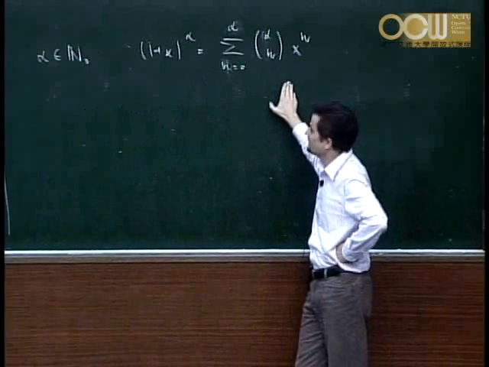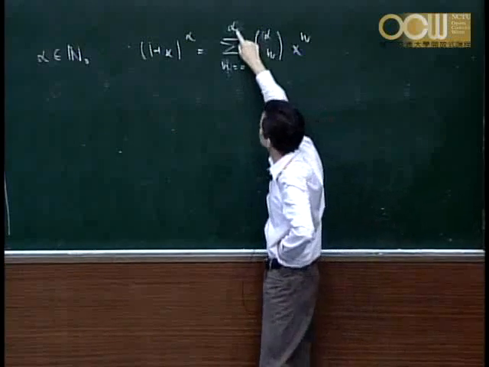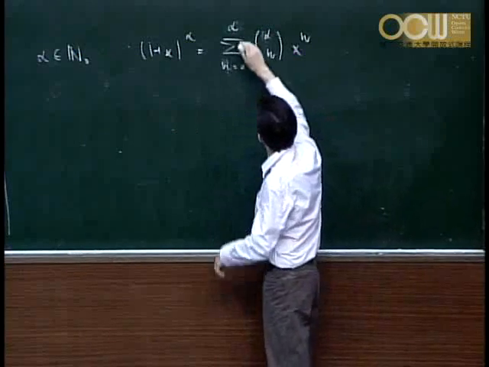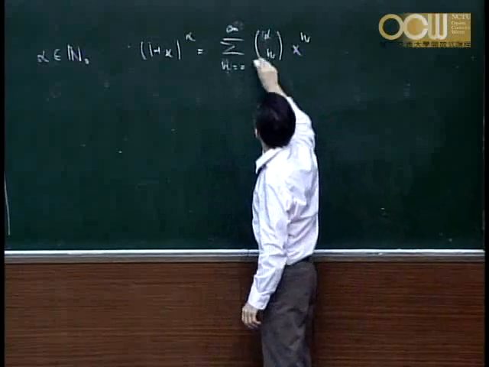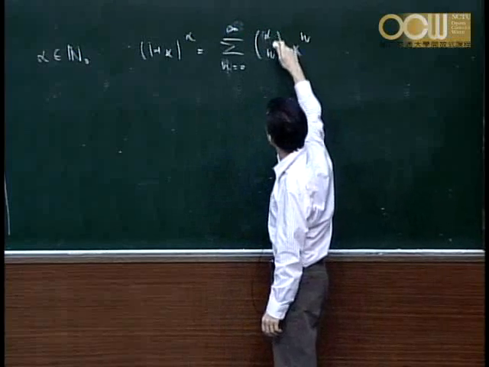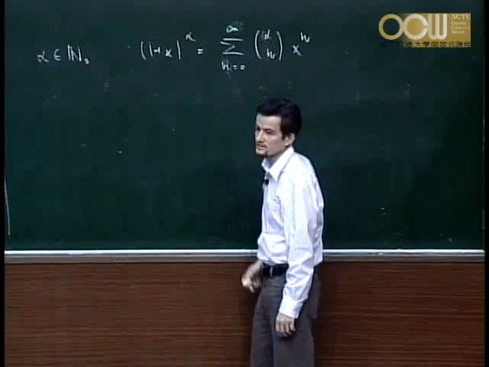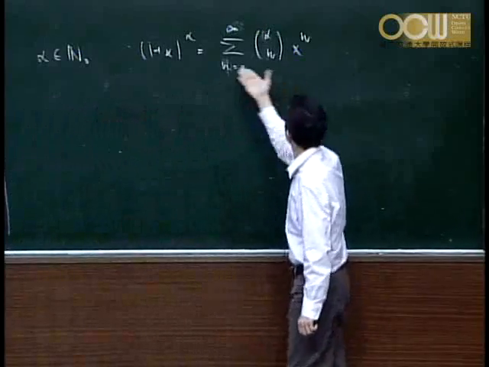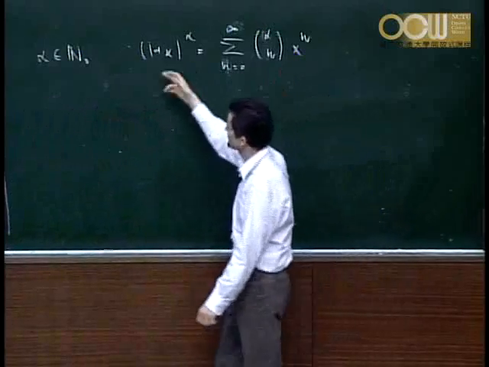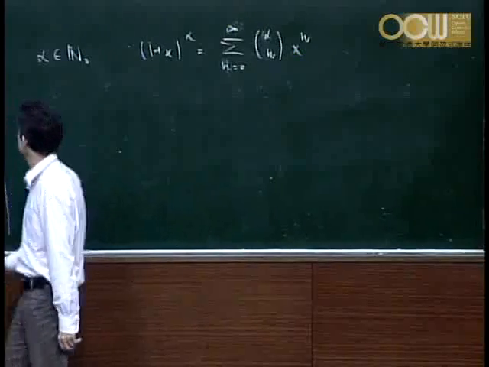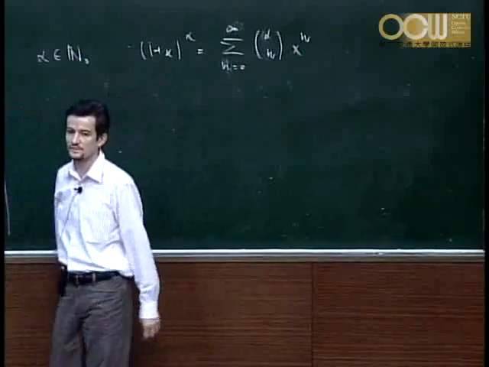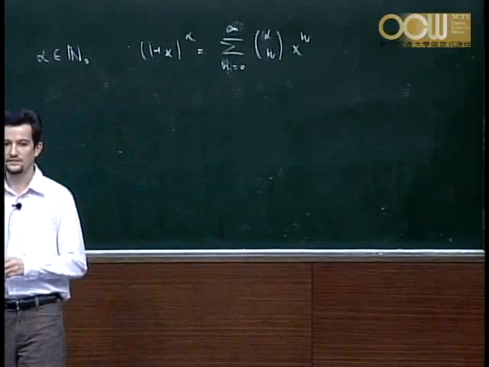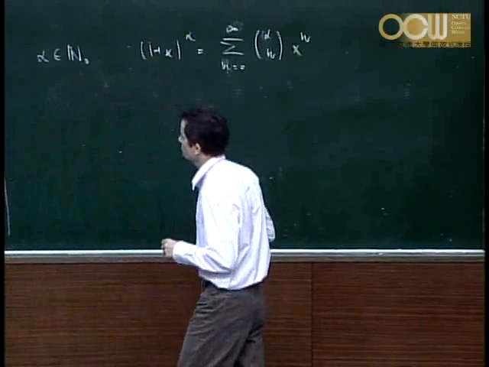It doesn't look like a series, because it goes to alpha, but it's no problem. You let it go to infinity, and you say alpha choose n is 0 if n is larger than alpha. Then you really have a series. So for this special case, we knew already the Maclaurin series expansion from high school. Now how about the general case?